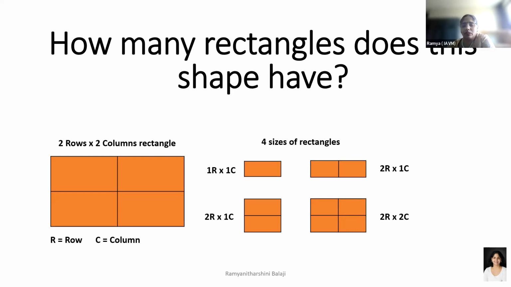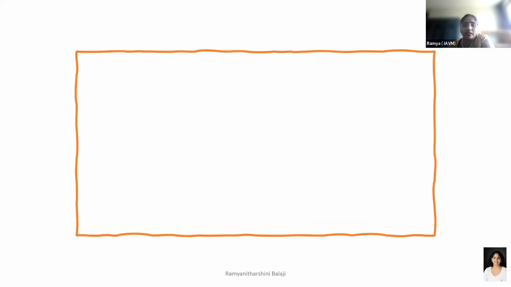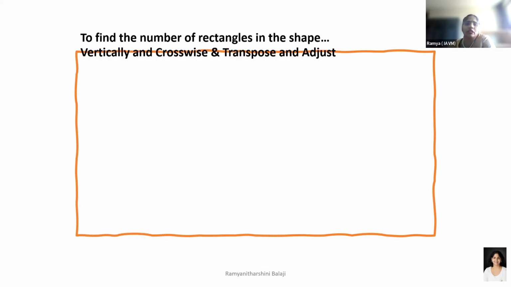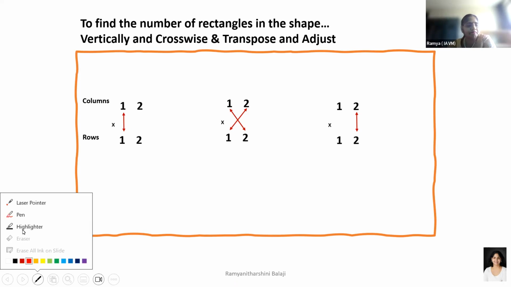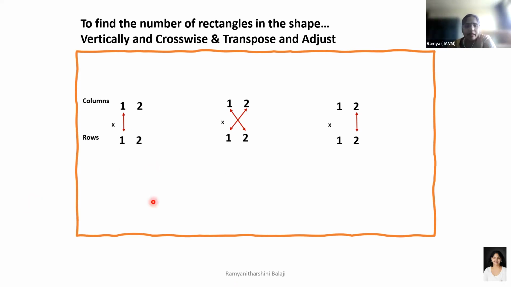Looking at this gave me the idea that there is a vertically and crosswise sutra and also a transpose and adjust sutra involved in it. To find the number of rectangles per size, I'm just using 12 times 12. The 1 and 2 above denote the column, the 1 and 2 below denote the row. So I'm just putting it as in the vertically and crosswise, how we multiply 12 times 12. So I get the answer.